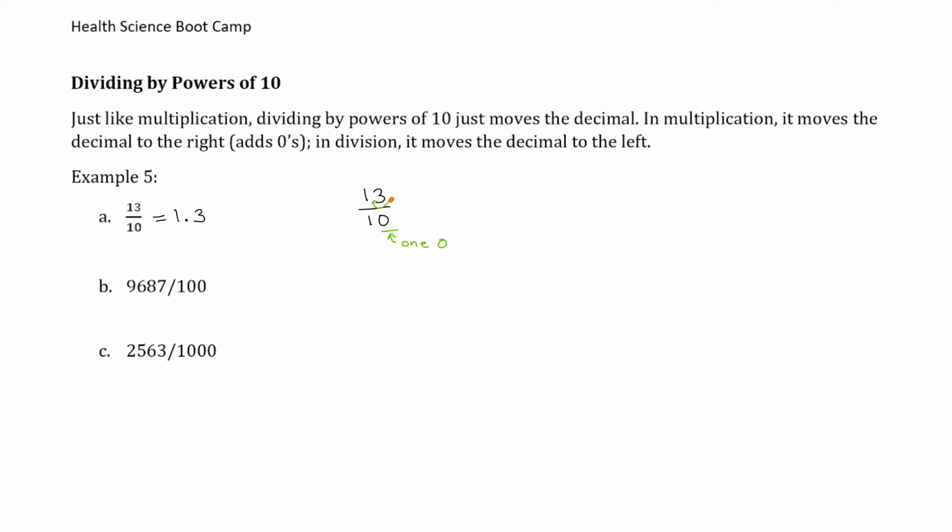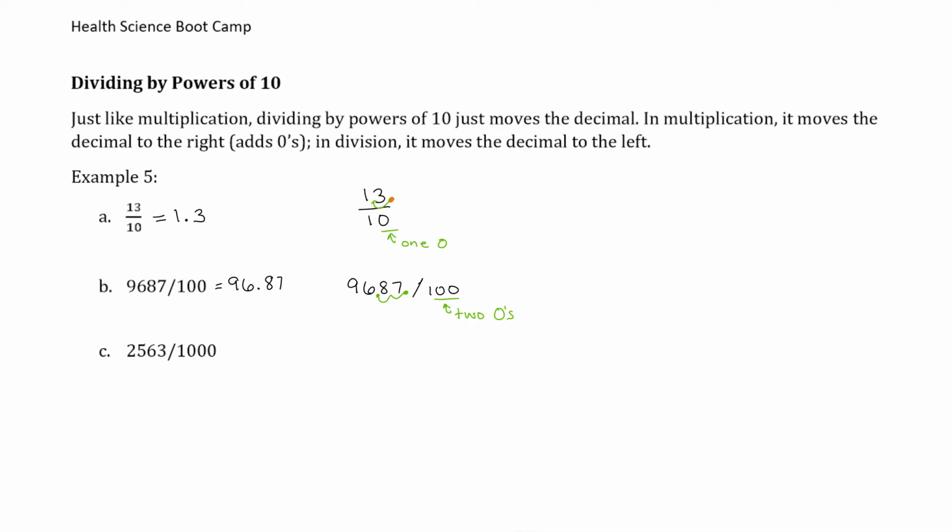Let's try again. 9,687 divided by 100. So 100 has 2 zeros. So I'm going to have to take this decimal place and move it 2 to the left. So my answer would be 96.87.